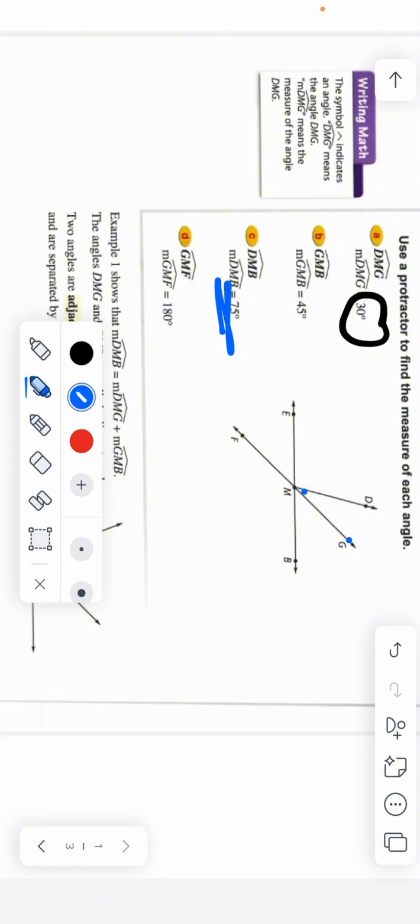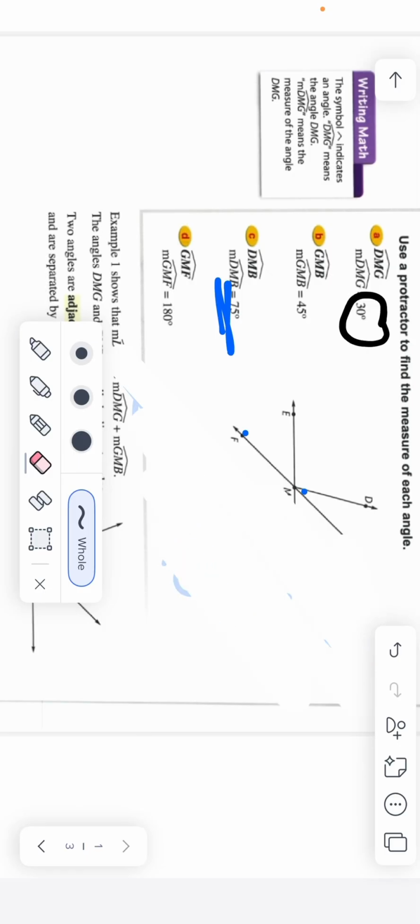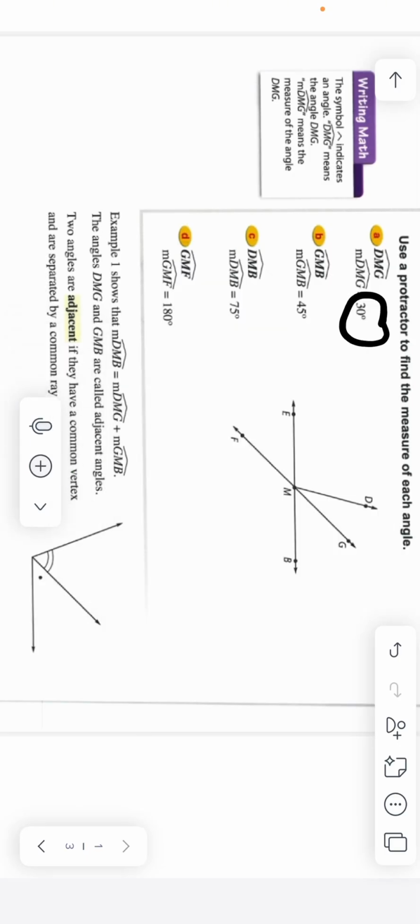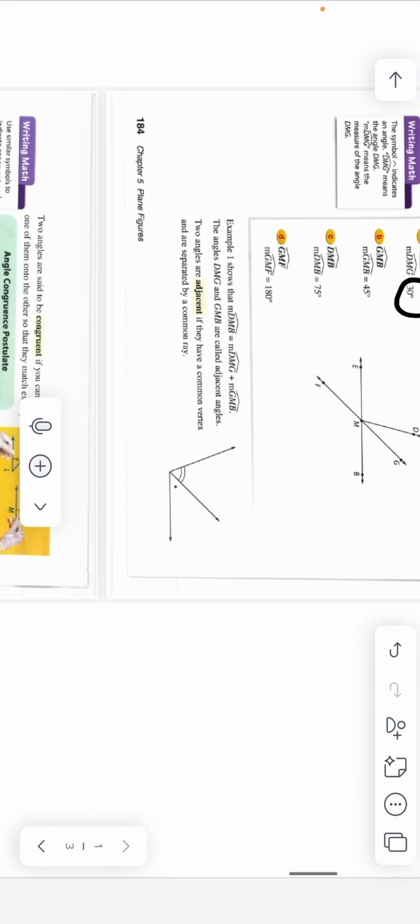GMF, there is a straight line. Whenever you have a straight line, the angle would be 180 degrees. So the angle measure for a straight line is always 180 degrees. That is the first example. The main goal of the first example is how to use a protractor for measuring angles.